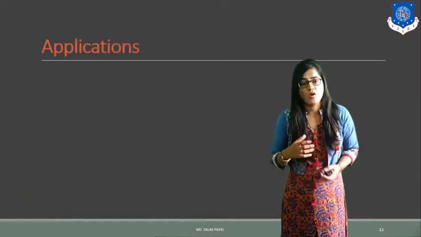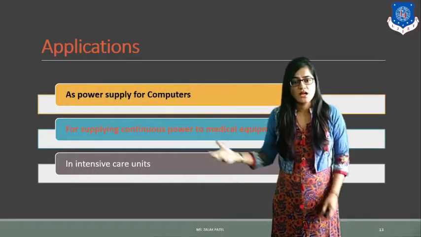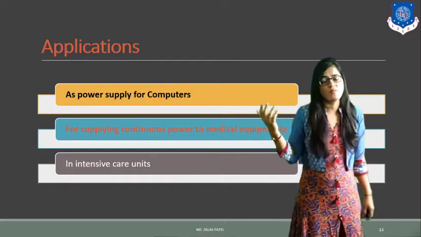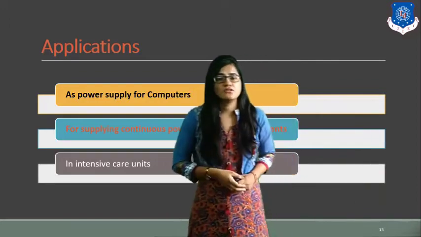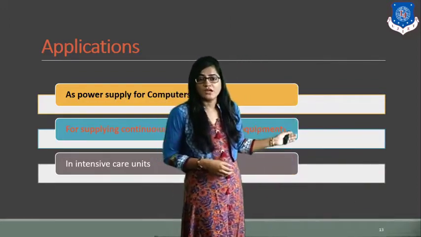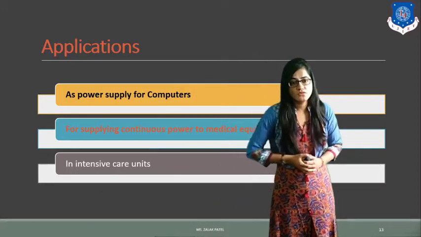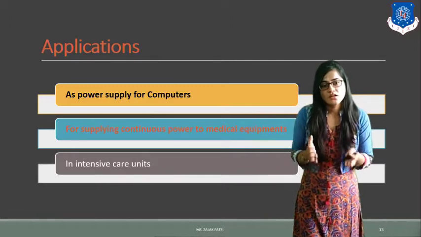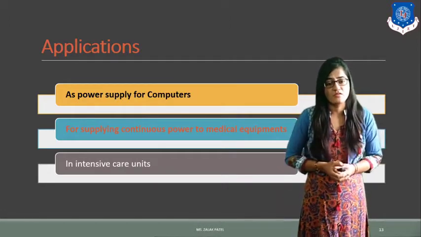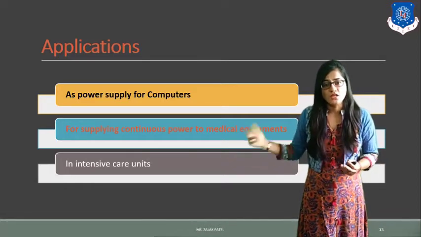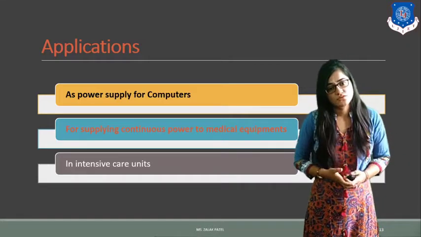Now let's talk about the applications of the uninterruptible power supply. This is the list of applications: as a power supply for computers, it can be used for supplying continuous power to the main equipment. It can be used in intensive care units, like ICU rooms, where we need continuous power for the patients, and in that case if the power is cut, it will cause great damage. So for intensive care units, an uninterruptible power supply should be used.